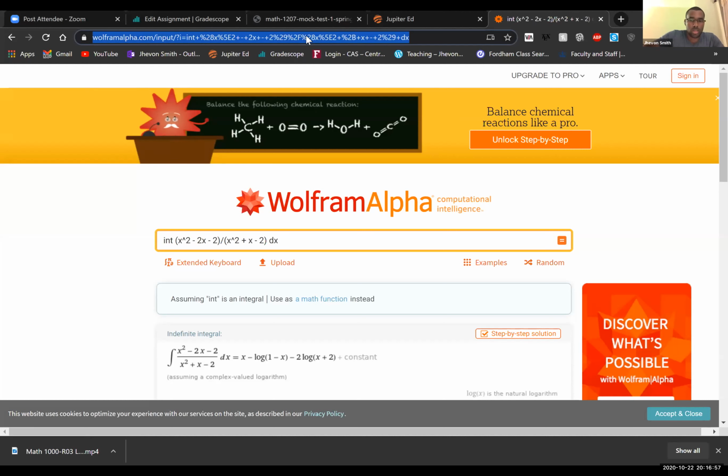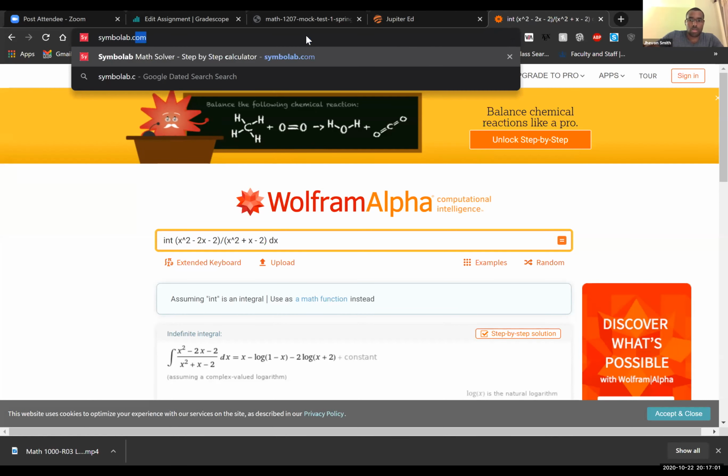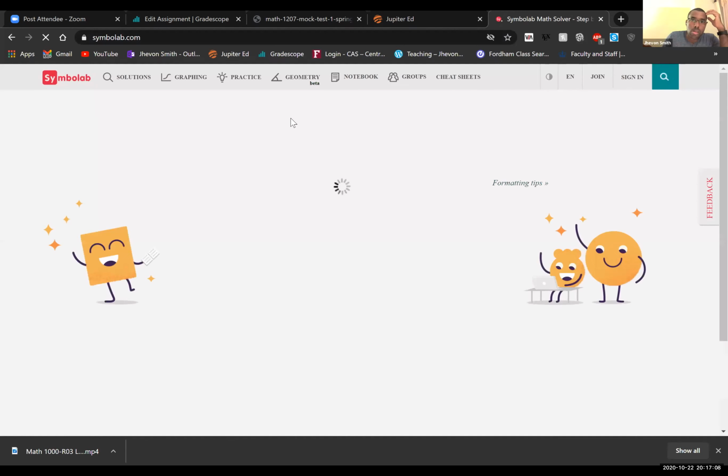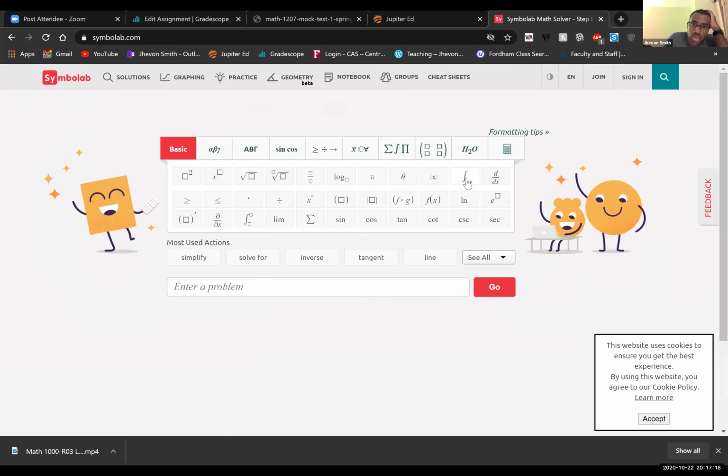another nice one is Symbolab. Loading slowly. So this one uses templates. So it's a little bit easier if you don't know how to type math specifically. You'll see it'll put the little thing in the power. So it was this minus 2x minus 2, and the denominator was x squared plus x minus 2. Hopefully I'm remembering that. And then you can click that.